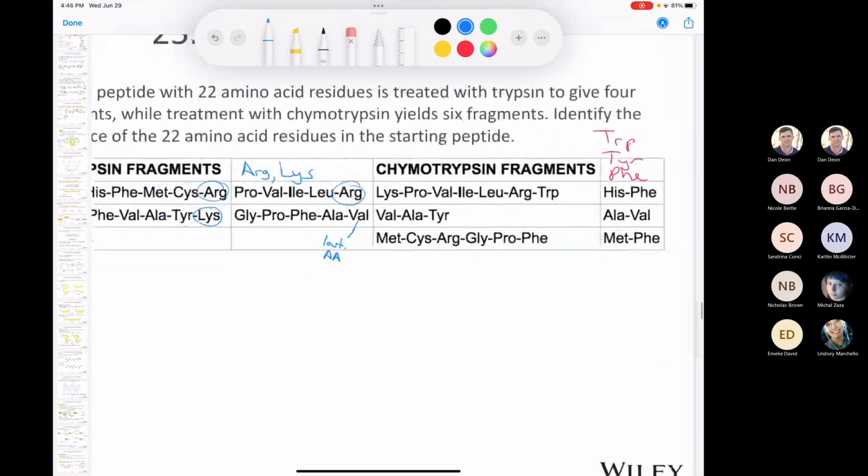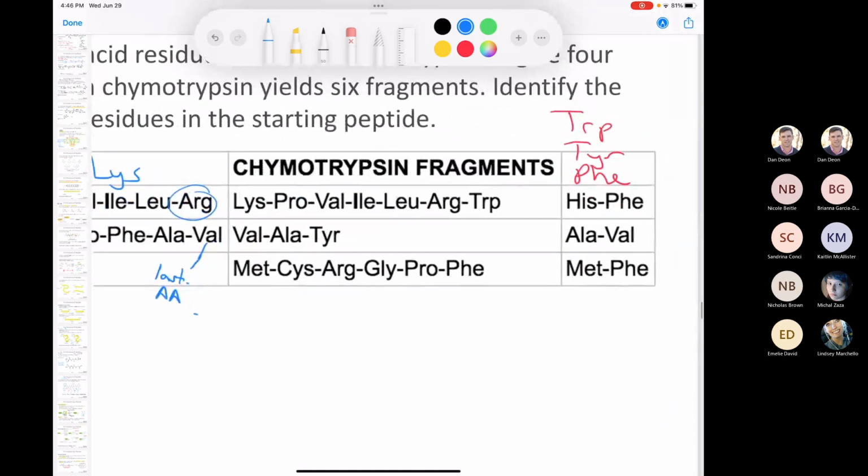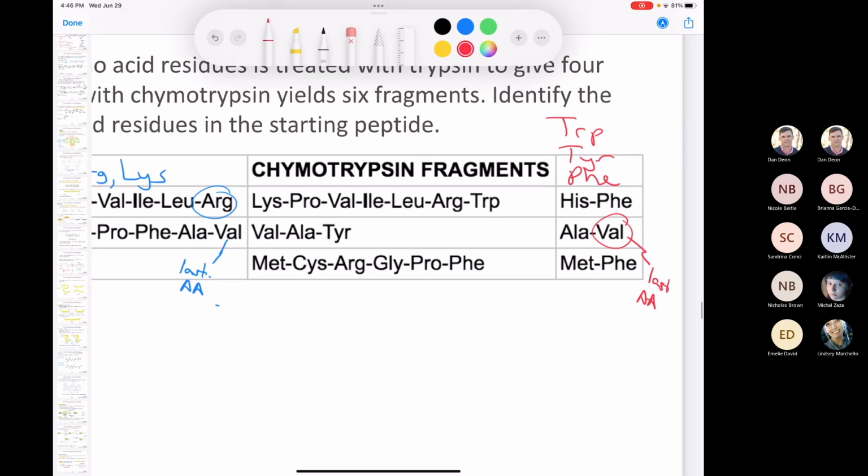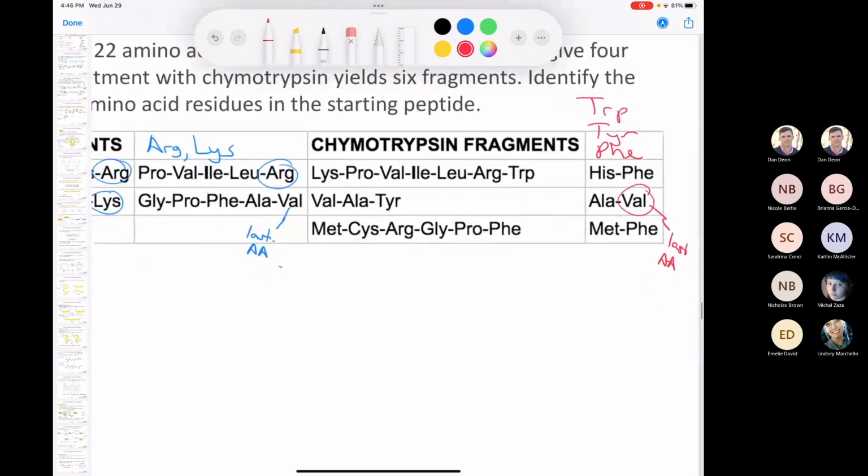Look, if we go over here, we see the same thing. We have tryptophan, tyrosine, phenylalanine, we have a valine again. Oh, it's that same valine that we saw before, because we know that it did not cleave on the C terminus side. Therefore, this must be the last amino acid. And we notice that here you have an alanine that precedes it, and we have the same alanine over here.